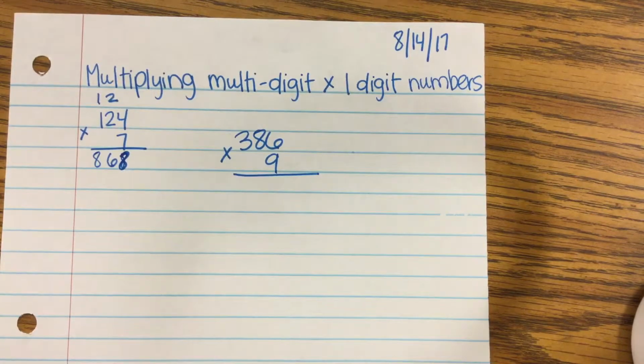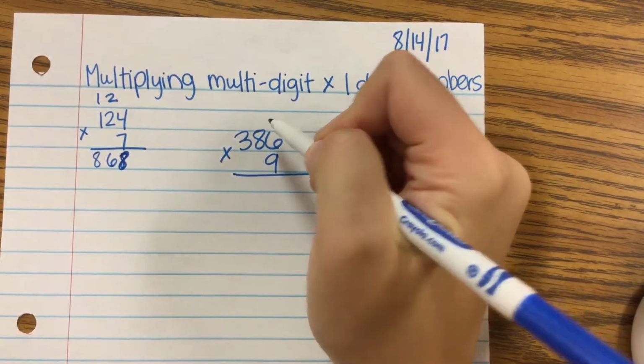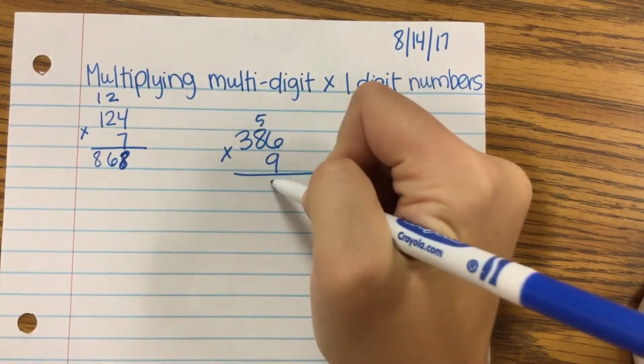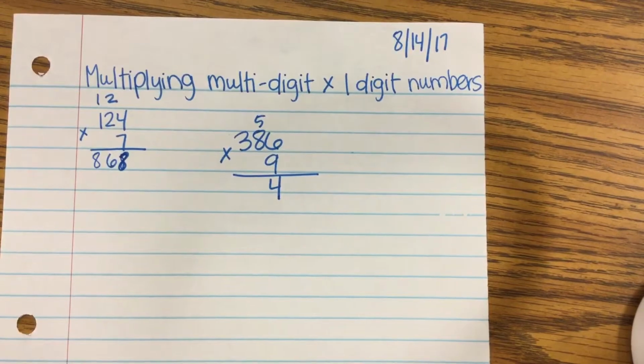Elijah, where do I start? 6 times 9. And class, what is 6 times 9? 54. What do I do with the 5? You carry it to the tens place. Everybody agree? All right, what do I do next? 9 times 8. Class, what is 9 times 8? 72. Can I write 72?